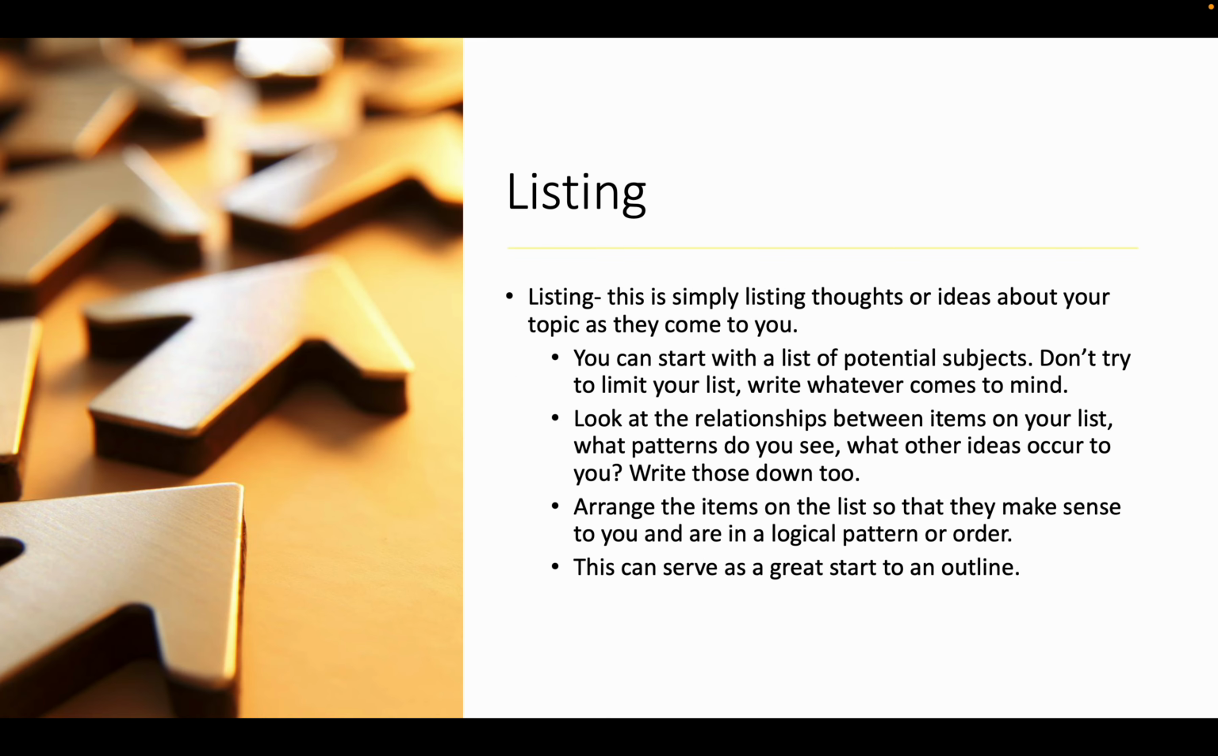Listing, our third form of pre-writing that we're going to talk about today, is just simply listing your thoughts or ideas that you have about your topic as they come to you. You can maybe want to start with a list of potential subjects. Don't try to limit your list. Just kind of write whatever comes to your mind, but then look at relationships between items on your list.